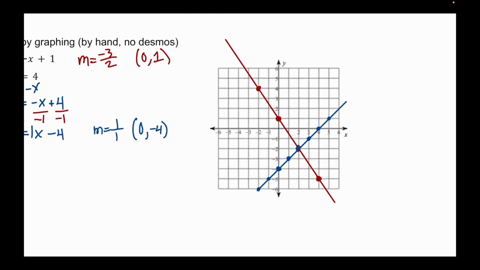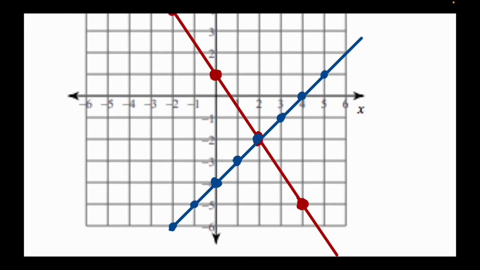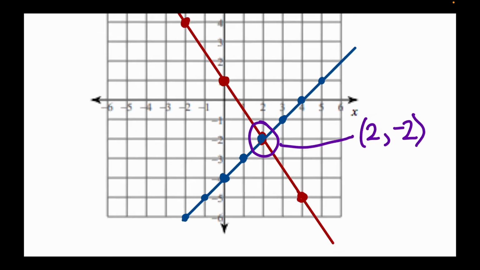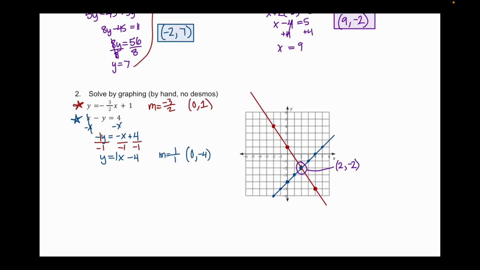So now, this part right here where they intersect, this is the important part. This is the x value of positive 2 and the y value of negative 2. So that is the solution, 2 comma negative 2.